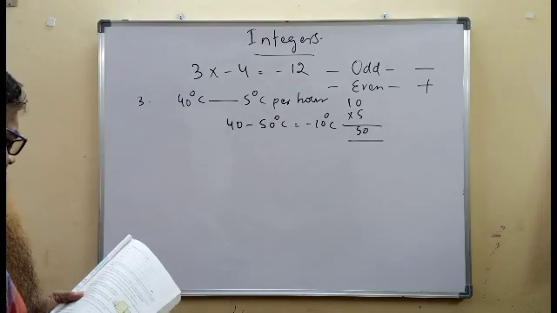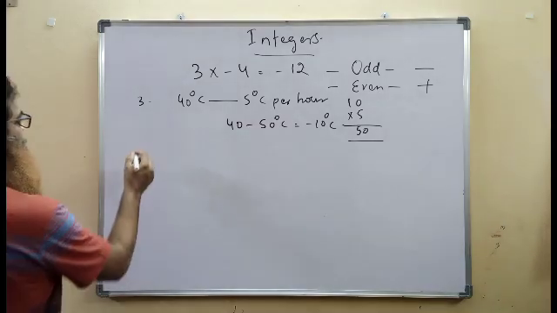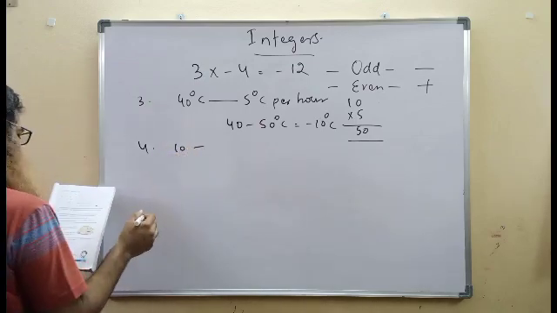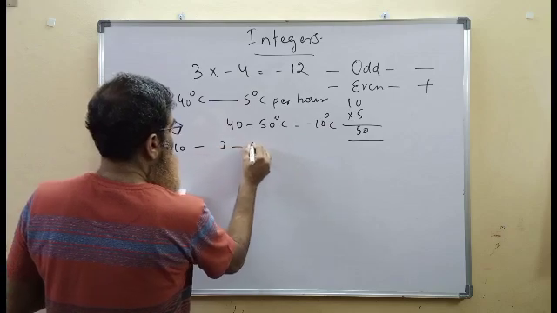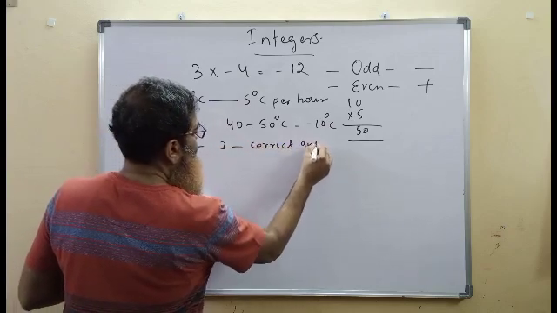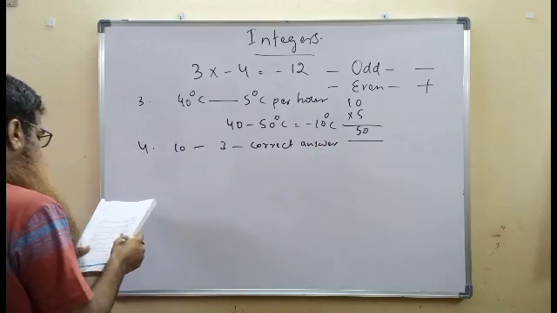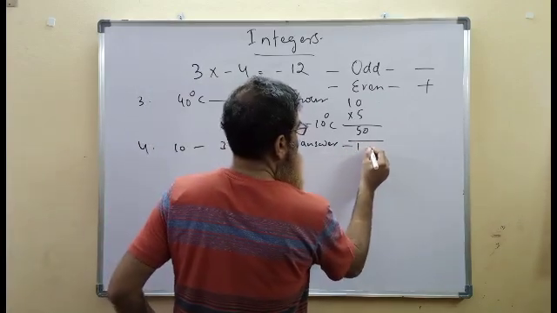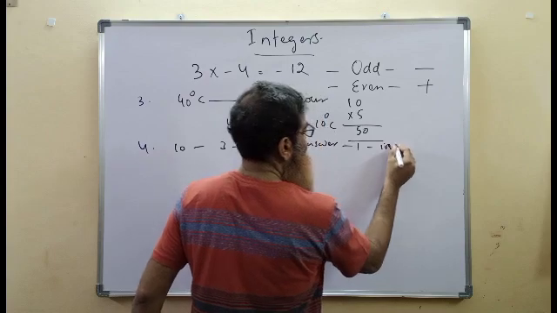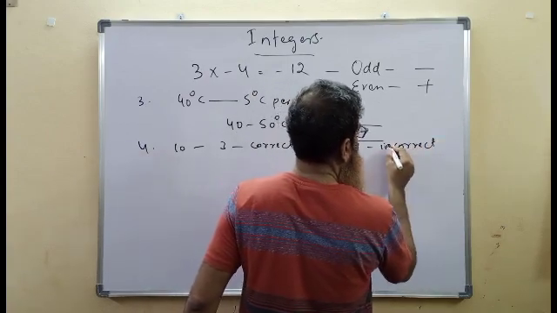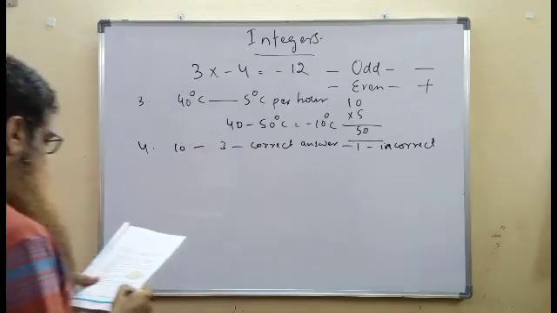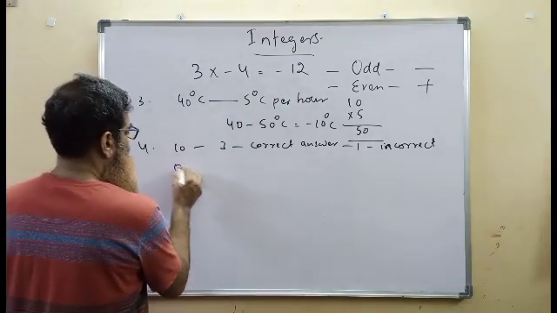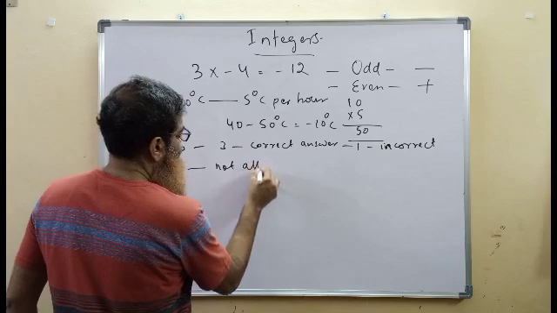The fourth question: in a class test containing 10 questions, 3 marks are awarded for every correct answer, minus 1 mark is given for every incorrect answer, and 0 for questions not attempted.